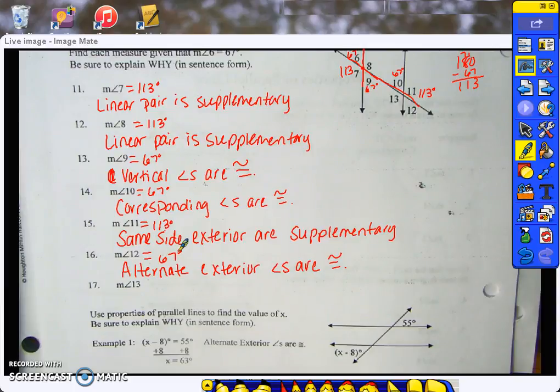And 13, there's no special relationship between the two of them, but we know that this one has to be 113 because the one right beside it is 67, and that's a linear pair. So the relationship between 6 and 13 is just that they are supplementary. So supplementary angles added together equals 180.